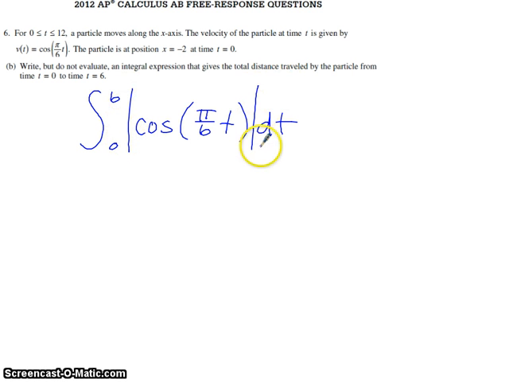Without the absolute values in here, this doesn't give total distance traveled any longer. It would actually give the change in position from 0 to 6. So here was your expression for total distance traveled.